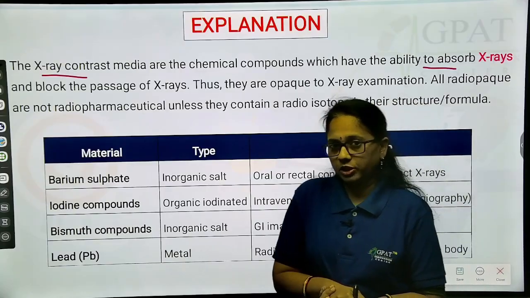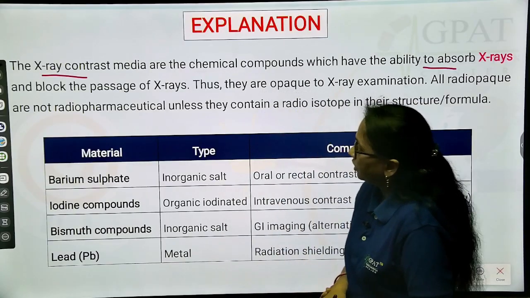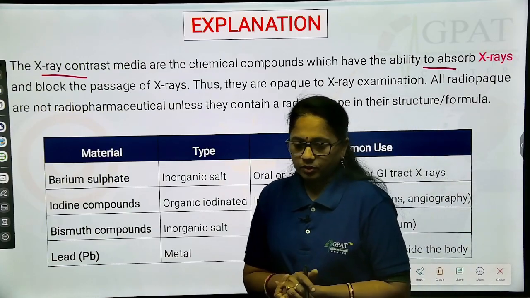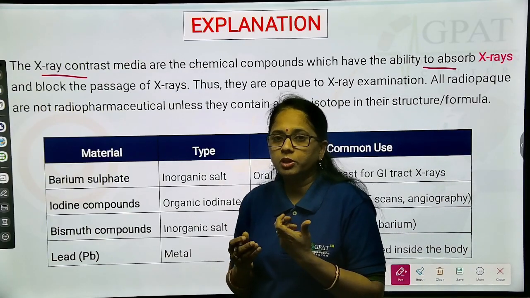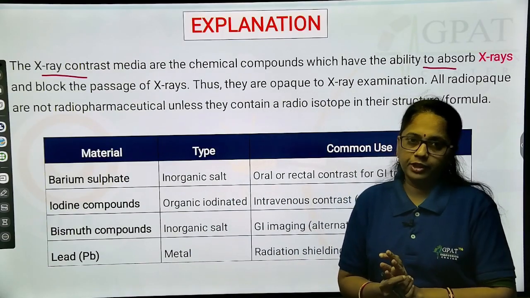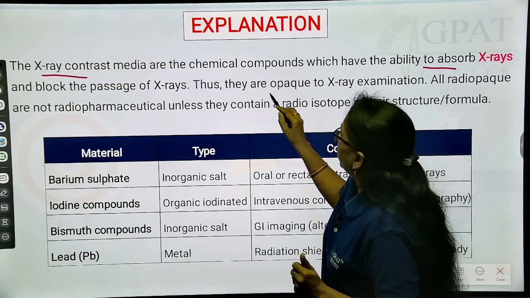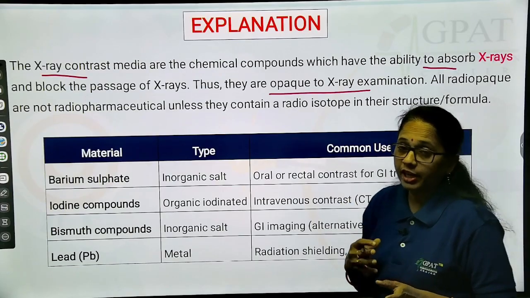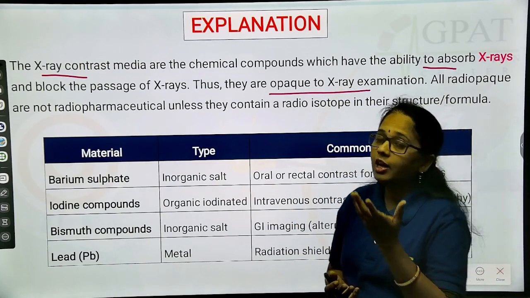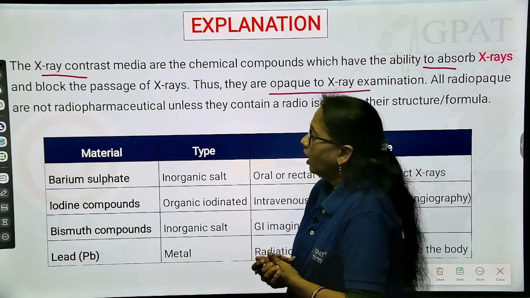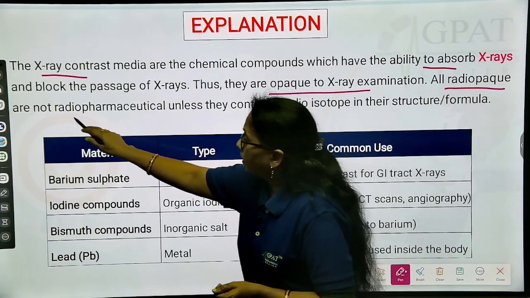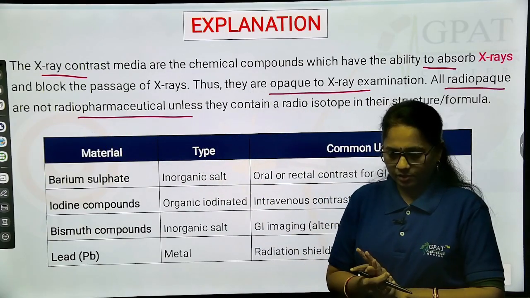So, radio pharmaceuticals we are going to use, and in that these X-rays are going to be blocked, which means it is going to be absorbing that radionucleotide. Okay. So, that is why they are called radio opaque substances. These radio opaque materials are going to absorb these X-rays, and not all the radio opaque materials are radio pharmaceuticals, right.